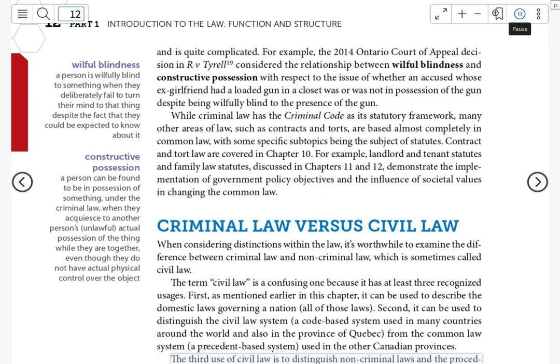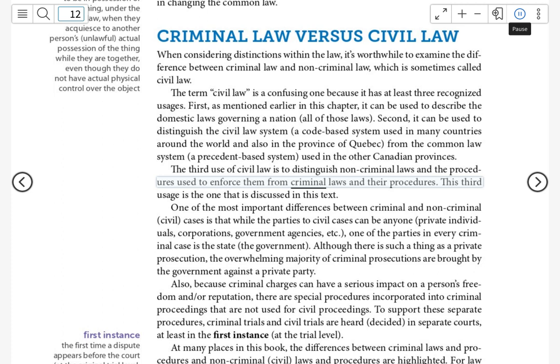The third use of civil law is to distinguish non-criminal laws and the procedures used to enforce them from criminal laws and their procedures. This third usage is the one that is discussed in this text.